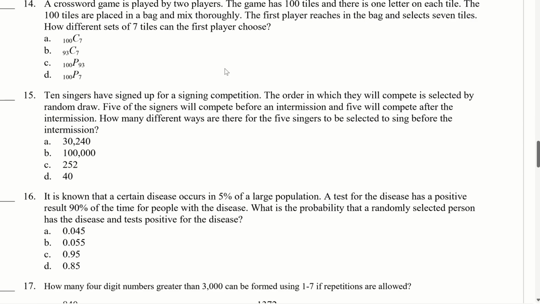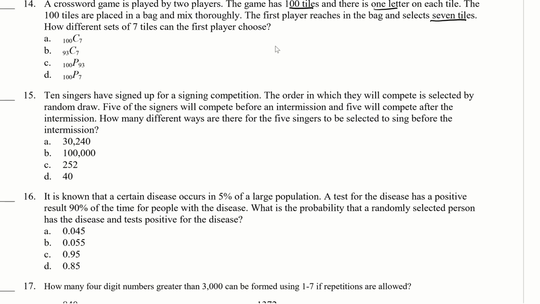All right, so a crossword game is played by 2 players. The game has 100 tiles, so that's important, and there is 1 letter on each tile. Okay, and then the 100 tiles, there's 26 letters in the alphabet. The 100 tiles are placed in a bag and mixed thoroughly. The first player reaches in the bag and selects 7 tiles. How many different sets of 7 tiles can the first player choose?